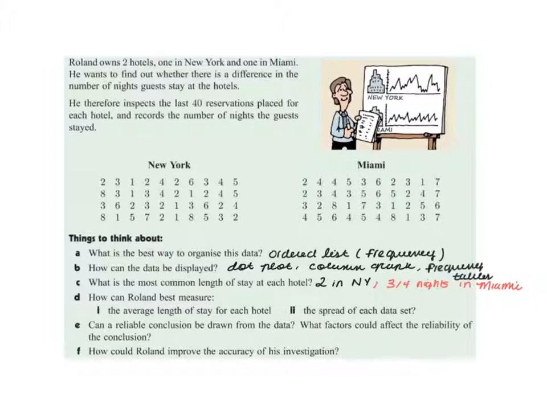Okay, how can Roland best measure the average length of stay for each hotel? How do we measure average? Yeah, that's called the mean. We can find the mean. Now, when we're looking at data, are there things we should consider? And I don't know if you know this yet, but based on your research, are there things we should consider about specific data points when calculating the mean?